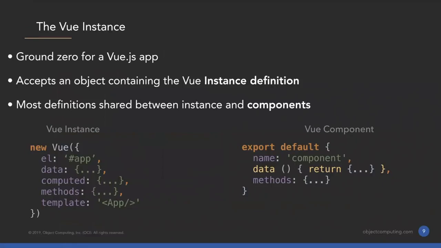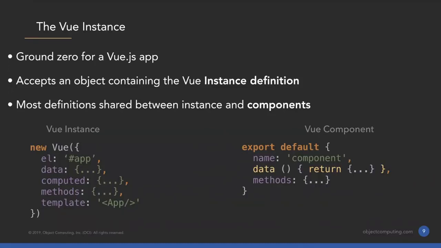So that object you see there with all these keys, el, which is for element, data, methods, template, all those keys exist within this instance definition object. And that object follows the same conventions, whether you're creating an instance with new Vue on the left there, or on the right-hand side, we're creating a component. And I'll explain the difference there just a minute.